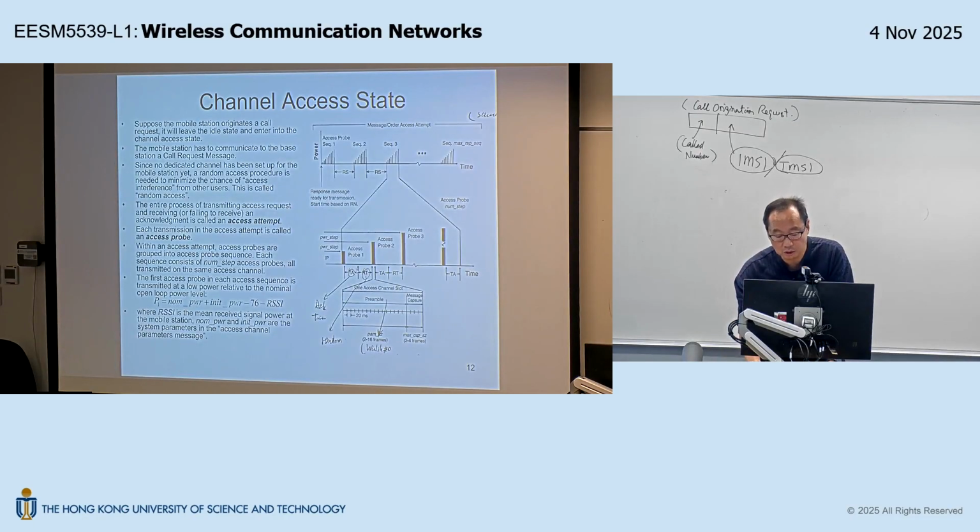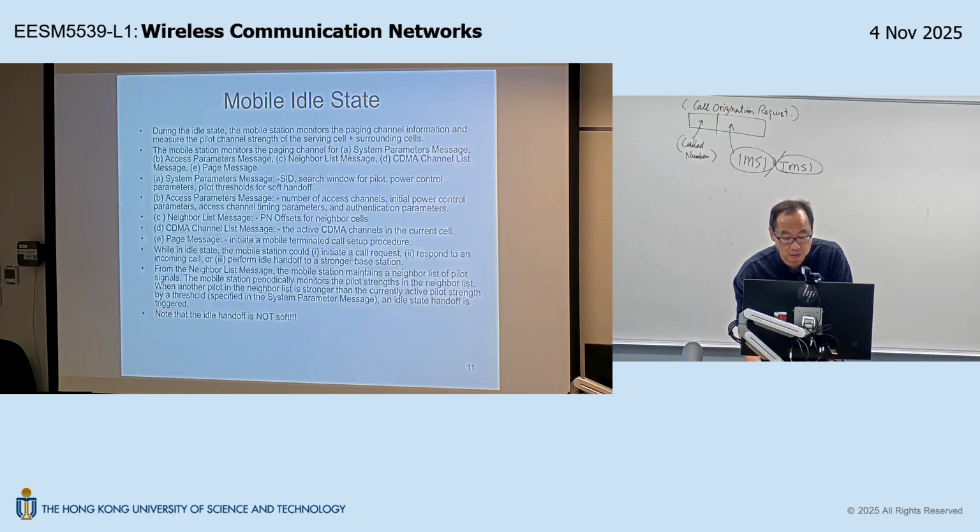Then what you do is you wait for another random time. After the random timer expires, you retransmit, but this time with a higher power. The power you retransmit is the previous power increased by power step. So power step is another parameter.